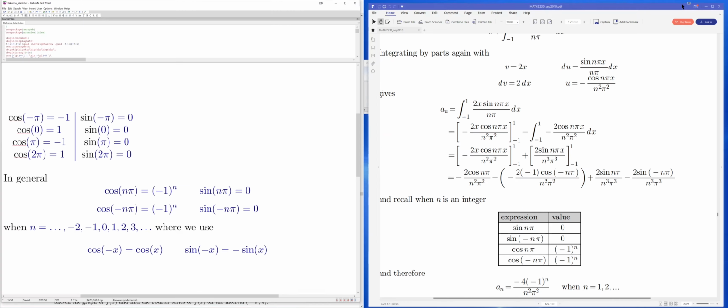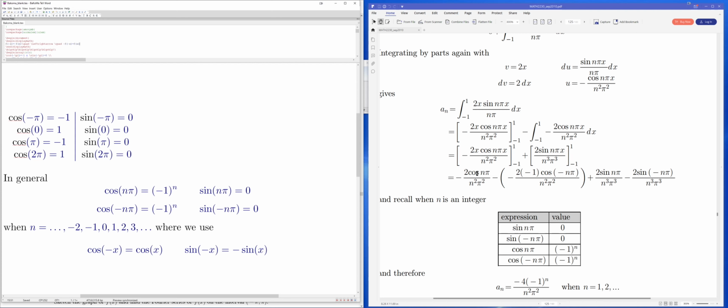So whenever you're working out your Fourier series, you usually will see these here. And the nice thing is the sine n pi and the sine of minus n pi, those are both equal to 0. So these drop off for me, and all I'm left with is the cos n pi.